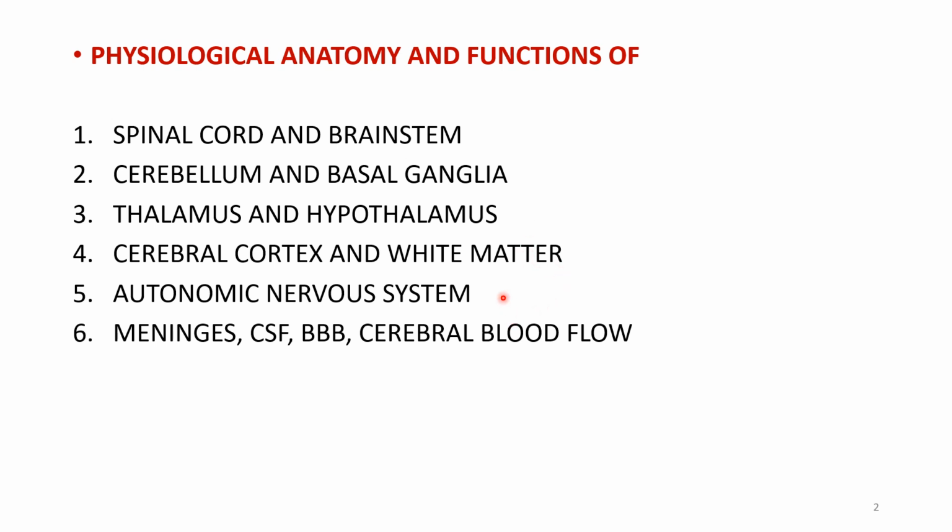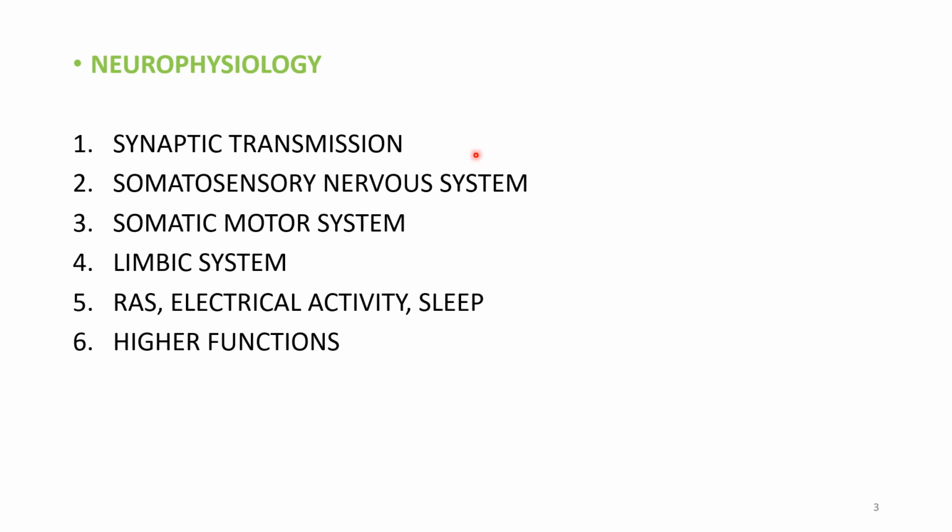Then we will come to the autonomic nervous system. Then lastly we will discuss meninges, cerebrospinal fluid, blood-brain barrier and cerebral blood flow. Then we will discuss neurophysiology, which includes synaptic transmission, the somatosensory nervous system, the somatic motor system, the limbic system, and RAS, the reticular activating system, electrical activity in the brain, and sleep also. And finally we will discuss higher functions.